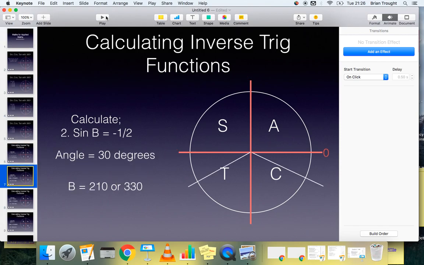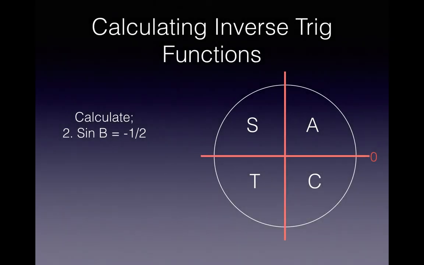So let's have a look at the second one. If the sine of b was equal to minus a half, so if it's a negative value when you get the sine, cos, or tan of an angle, it means it's going to be in the third quadrant or the fourth quadrant. That is the quadrant where the tan is positive only, or the quadrant where the cos is positive only.